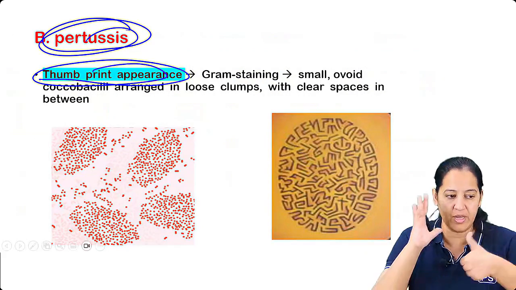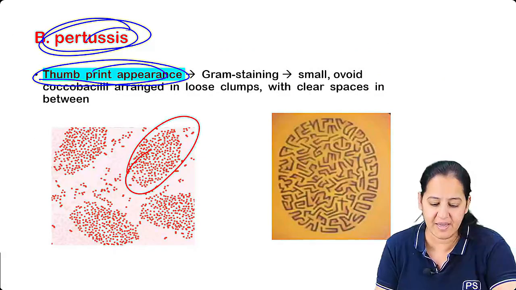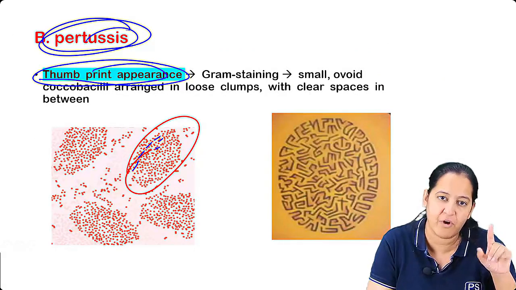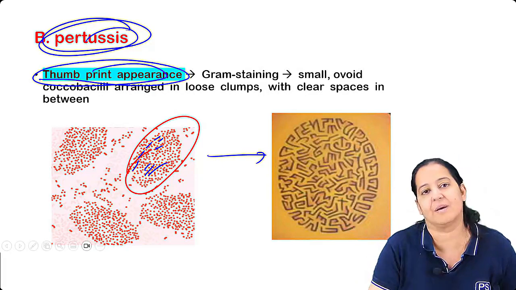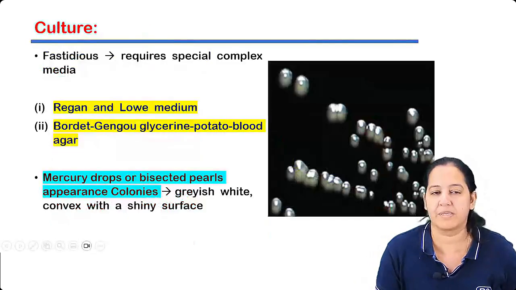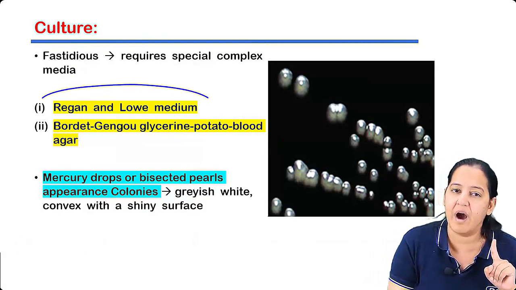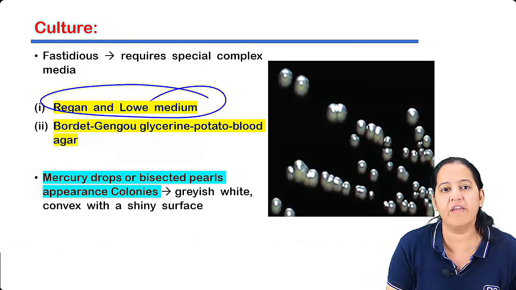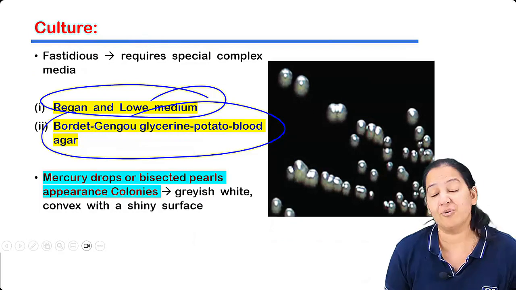Have you ever put your thumb on something? So see, it is looking like that. Can you see here? Small Bordetella. They form the loose clump. It is looking like thumbprint appearance. Please learn this appearance, Bordetella pertussis. Number 2, culture. Learn the selective media. The selective media is Regan-Lowe media, or Bordet-Gengou glycerin potato agar. So you have to learn the selective media.